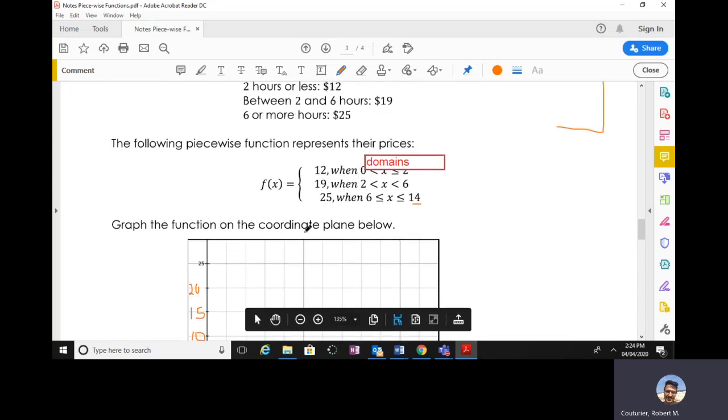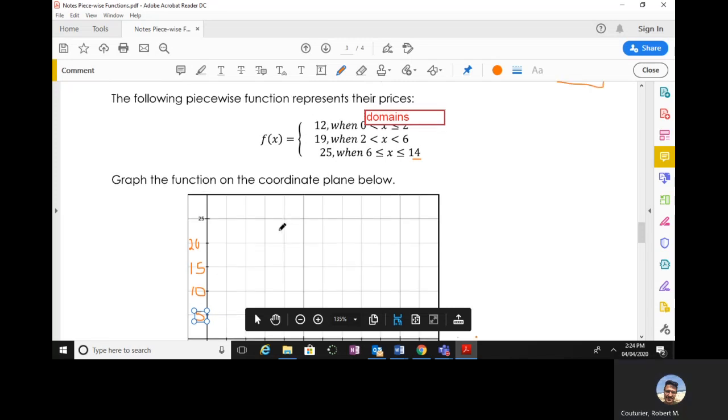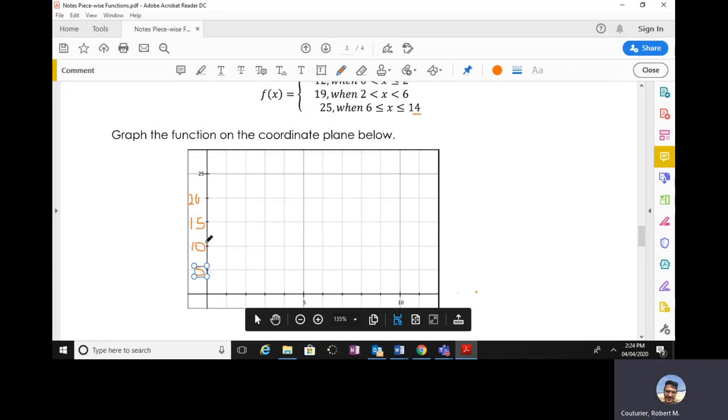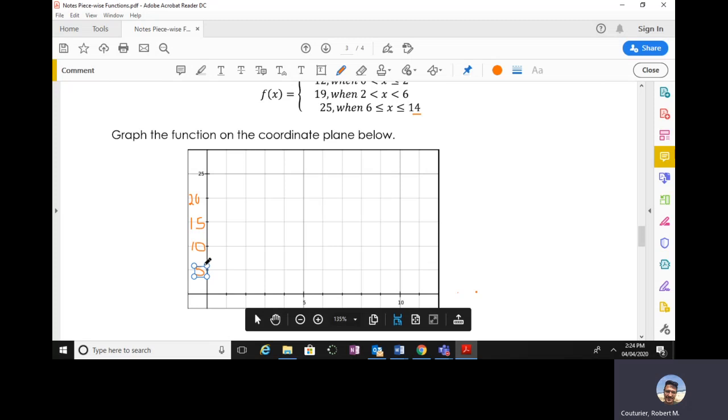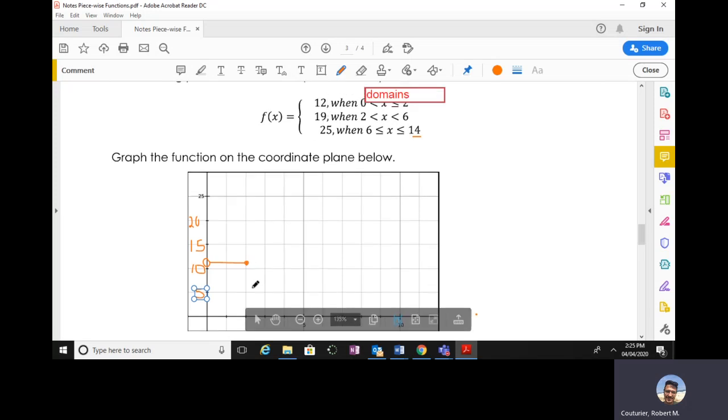The first one is 12. So we find 12, y equals 12. So on the y-axis, it's about right here. And where does it start at? It says 0 is less than x, which is less than or equal to 2. Okay, so at 12, you have to put an open dot, and a solid dot at 2, and we connect our lines. Great. 19 is the next one.